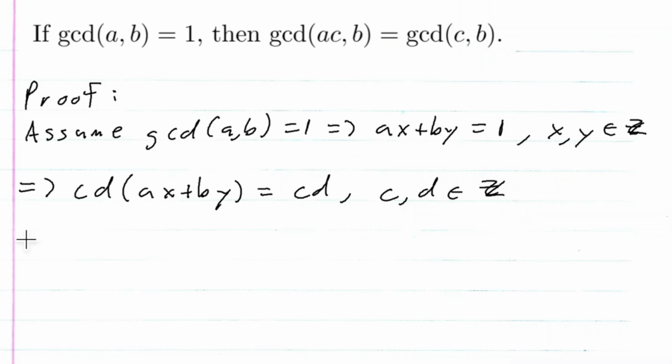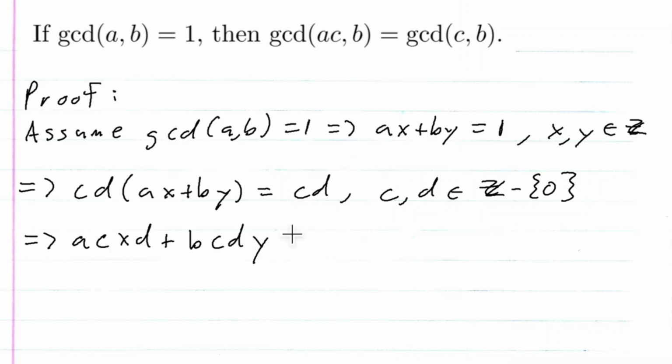Okay, so let's go ahead and distribute that. Integers not 0, right? So I'll do ACXD plus BCDY is equal to CD.